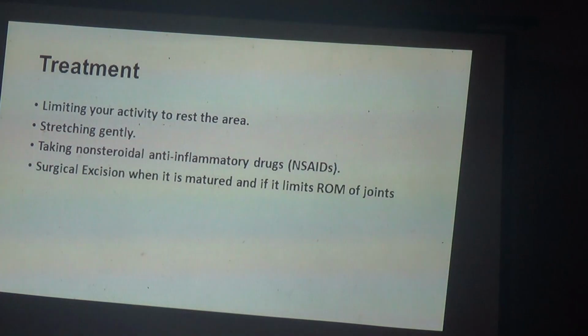Treatment in post-traumatic myositis: limit the activity to rest the area, stretch gently, and take a non-steroidal anti-inflammatory drug, NSAID. Indomethacin has a good role, and you can prescribe indomethacin even in children, 25 milligrams twice, 12 hourly, for 2 to 3 weeks. That limits the possibility of myositis.